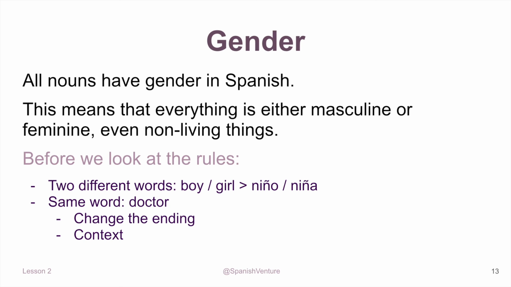But sometimes you have the same word and you have the same thing happening in English. Like the word doctor, for example. You don't know if it's a male doctor or a female doctor. The only way that you can figure that out in English is with context. So in Spanish, although you have those words too that are the exact same one for both genders, and the article helps you, and context helps you determine if it's masculine or feminine, we also have changes to the ending that we apply in order to make it feminine.